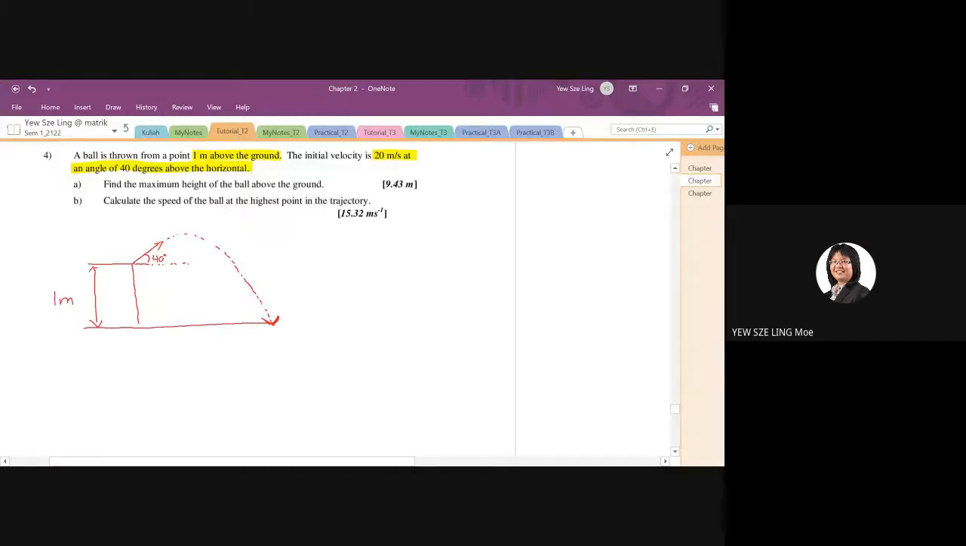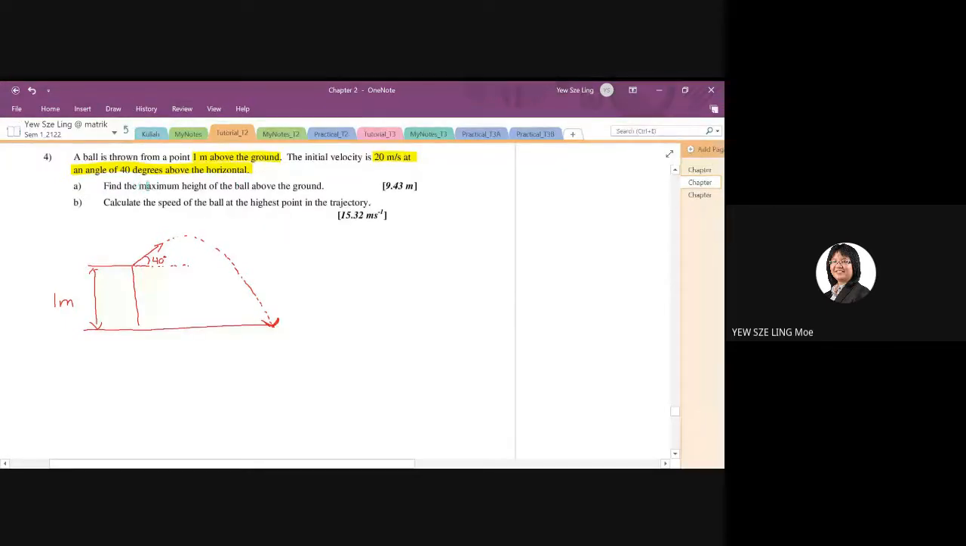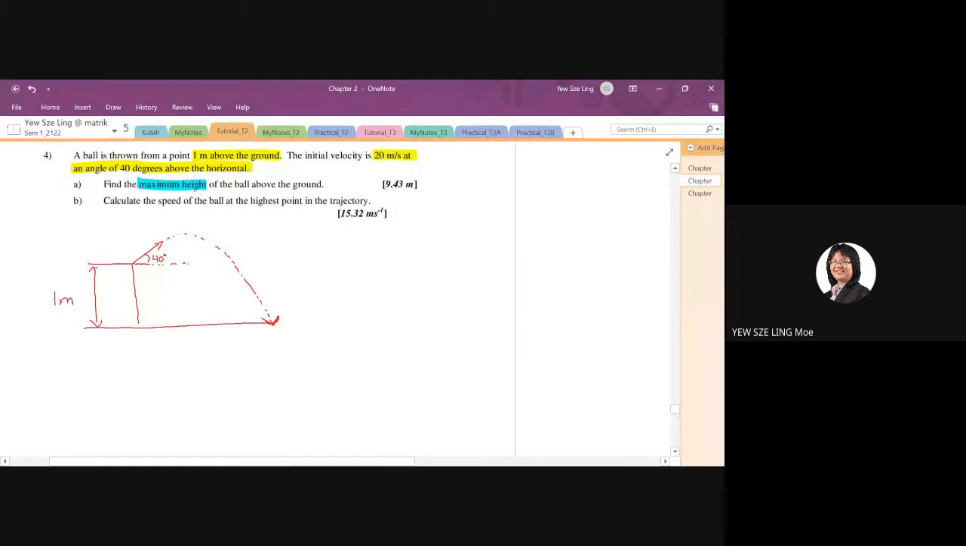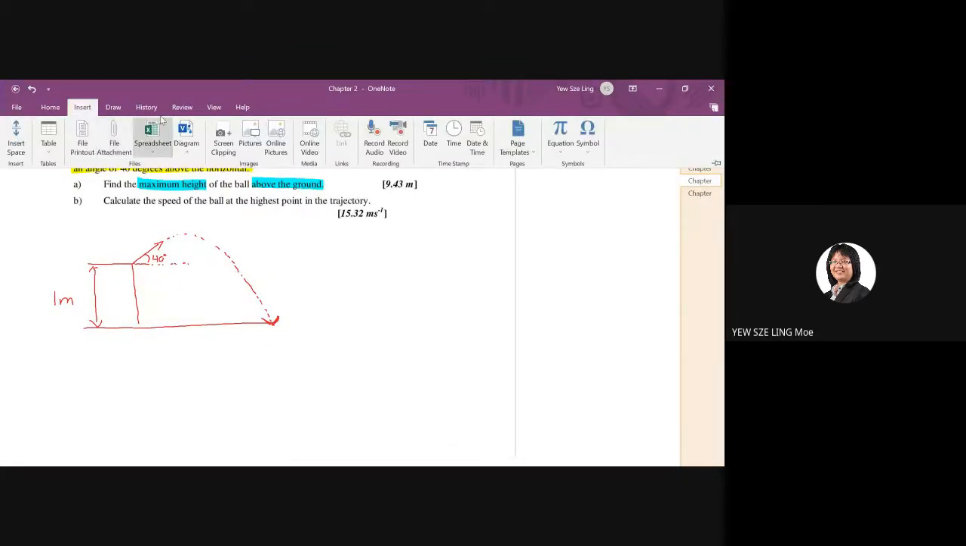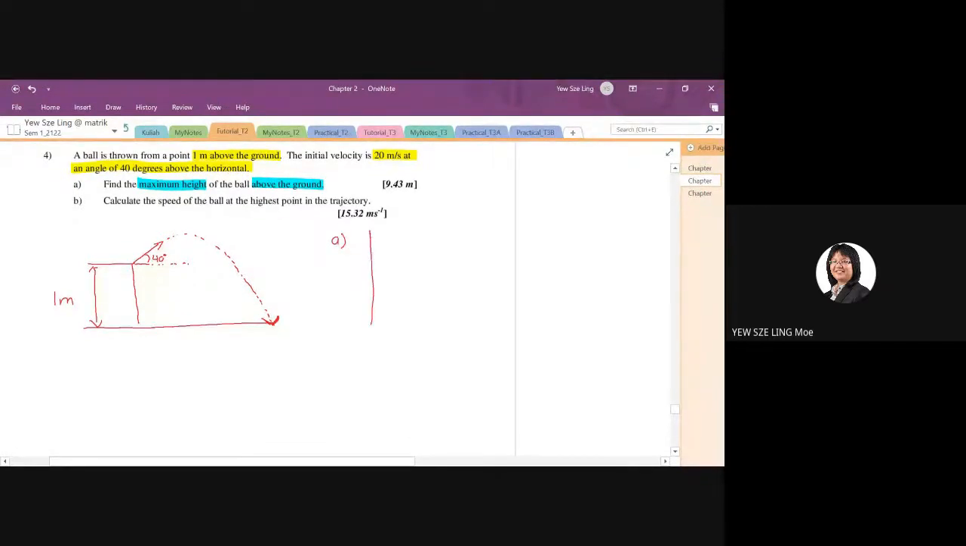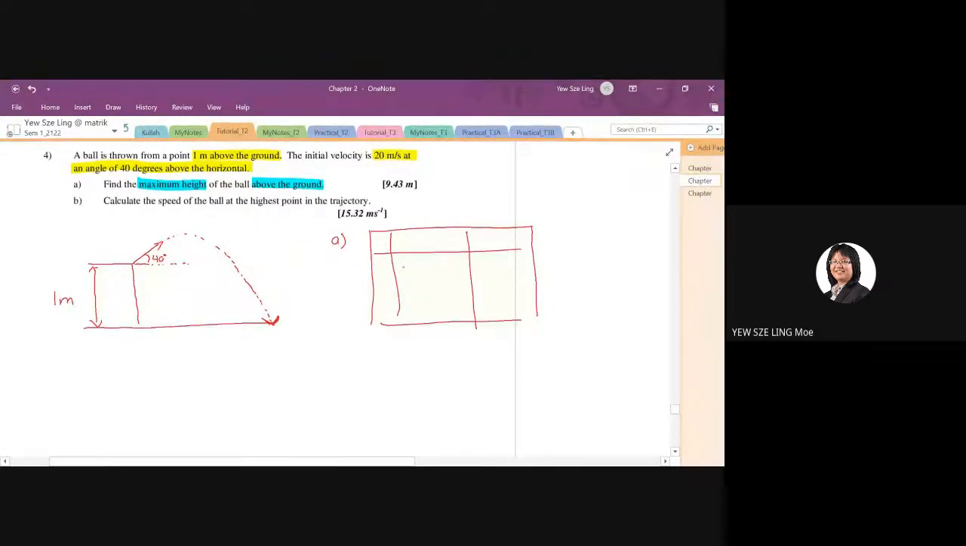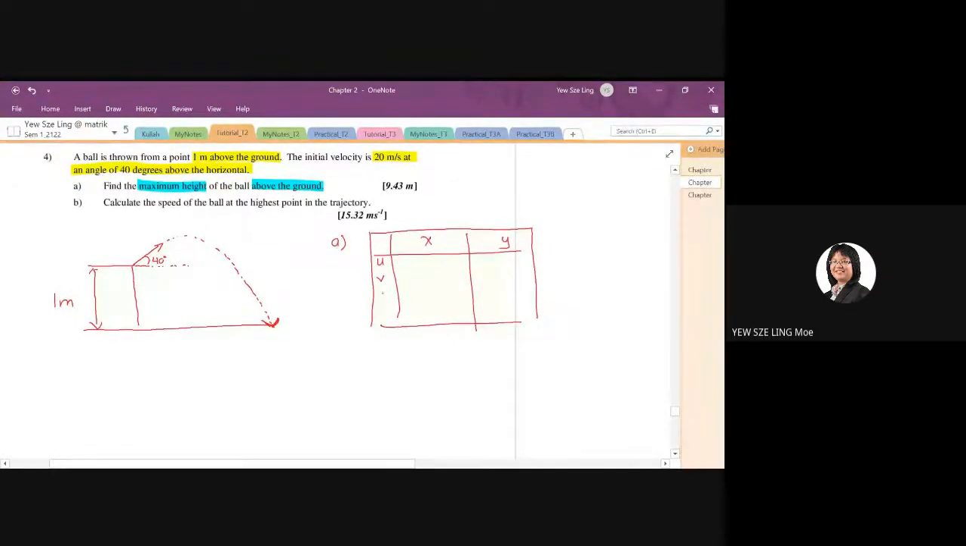So find the maximum height of the ball above the ground. So this is once again a very tricky question. It's not just the maximum height; it wants the maximum height above the ground. So what are we going to do? As usual, I would like to form a table. So the table for question A, which is a table for maximum height. So x component, y component, u, v, a, s, t.